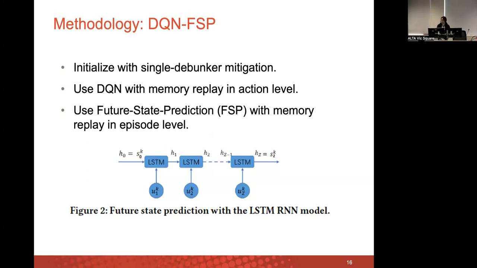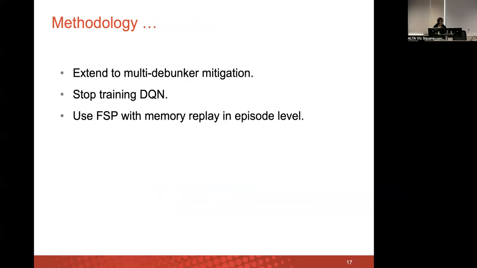But because of the overlapping effect of the debunkers, what we have done is try to mitigate the overlapping effect. So we predict the future state using LSTM, so that we can select a set of debunkers that collectively give us the maximum reward. Okay, so the details, you can look into the paper. I think I will skip this part.